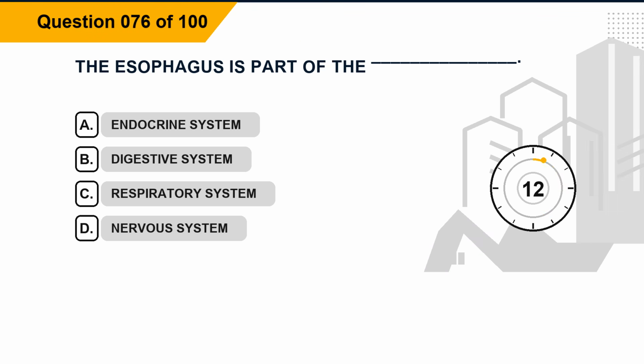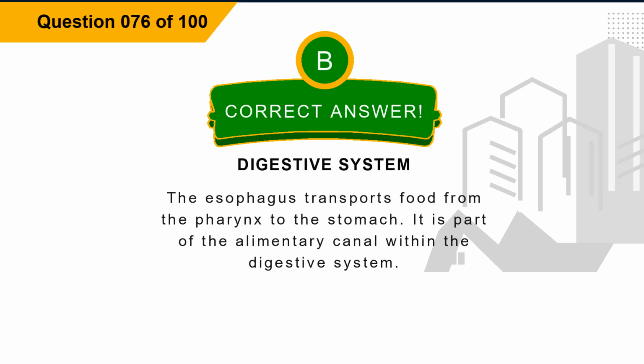Question 76. The esophagus is part of the blank. Option A, endocrine system. Option B, digestive system. Option C, respiratory system. Option D, nervous system. The correct answer is option B, digestive system. Explanation: the esophagus transports food from the pharynx to the stomach. It is part of the alimentary canal within the digestive system.